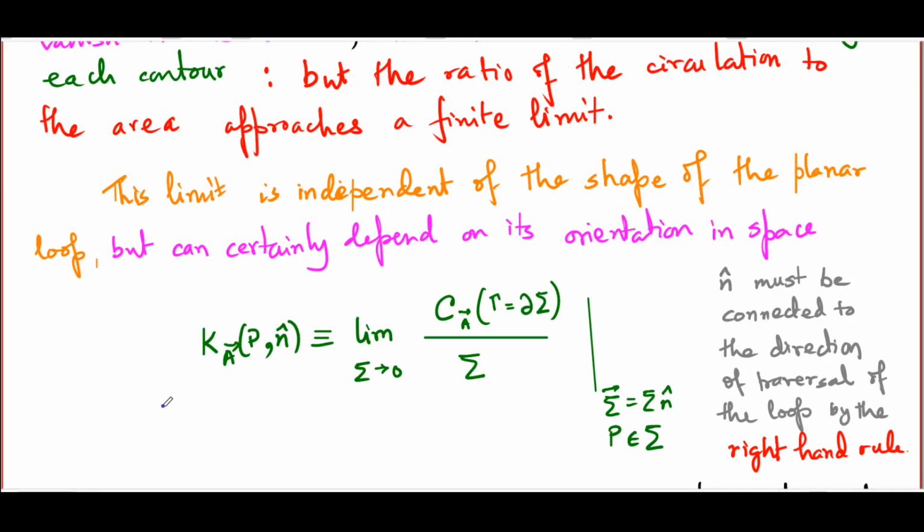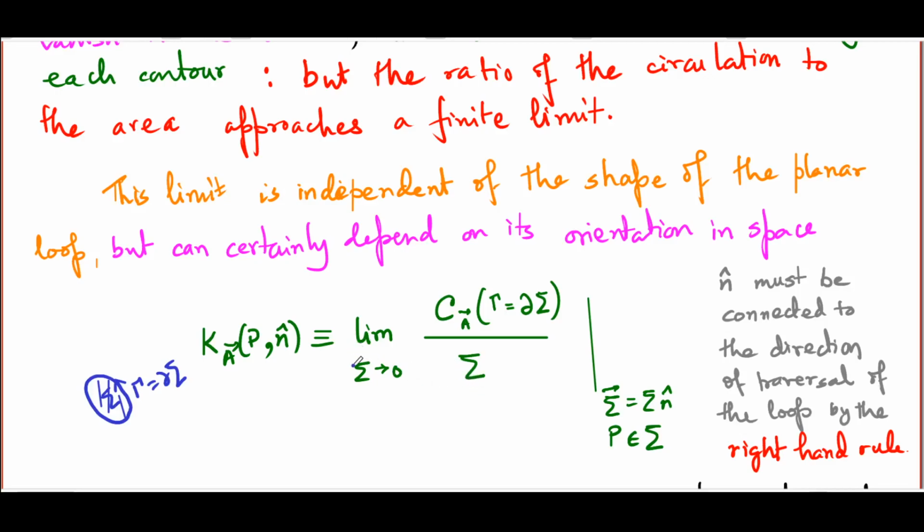What we have at this stage is something like the surface density of circulation. Let me remind you once again, what we are doing is we are considering a tiny loop gamma, a closed loop, which bounds a flat surface sigma, like this. And we're dividing the circulation of the vector field A, that is the line integral of A dot dl, about this closed line gamma, by the area enclosed by this contour, sigma.